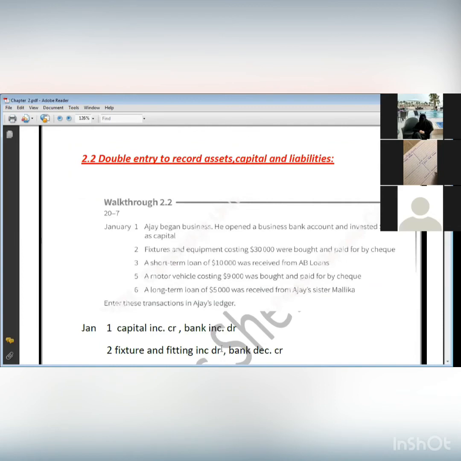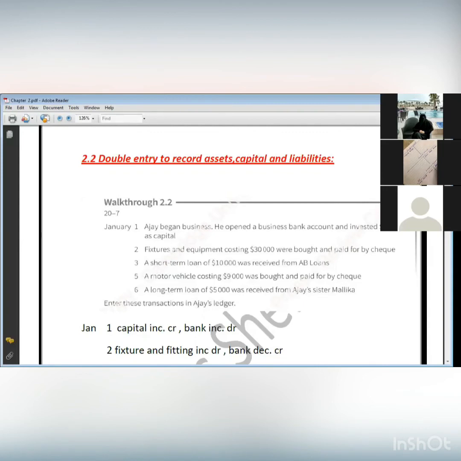What will I write? Jan 2, fixture and equipment. In fixture and equipment, what will I write here in details? I will write fixture and equipment again, or you could write FIX dot, an abbreviation for fixture. Under fixture and equipment, I will write the name of the other account. What's the other account that we said we have? As you may see, bank. So I have to write bank. Okay. By how much? By $30,000.